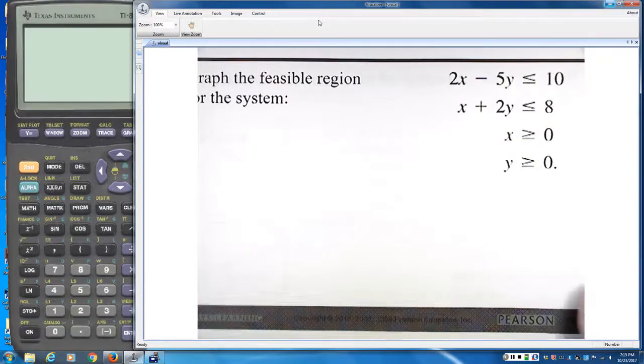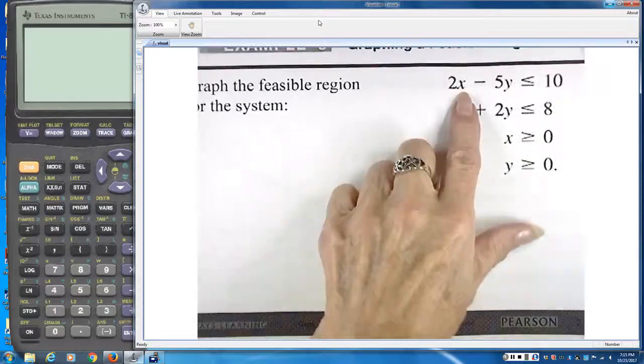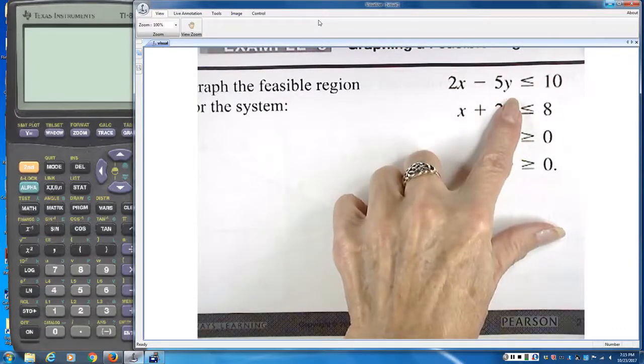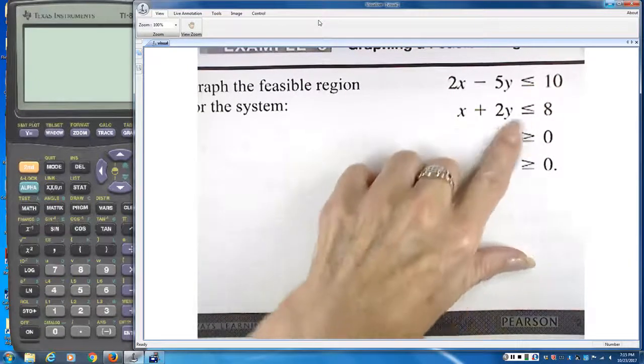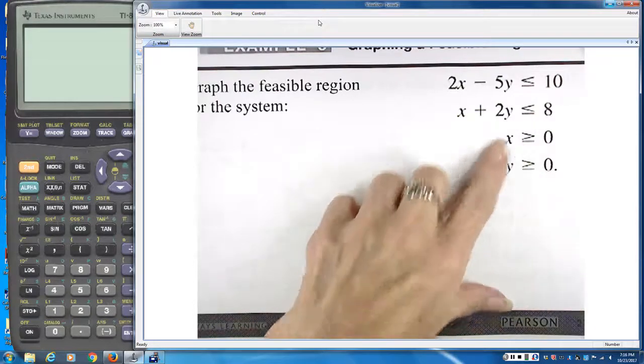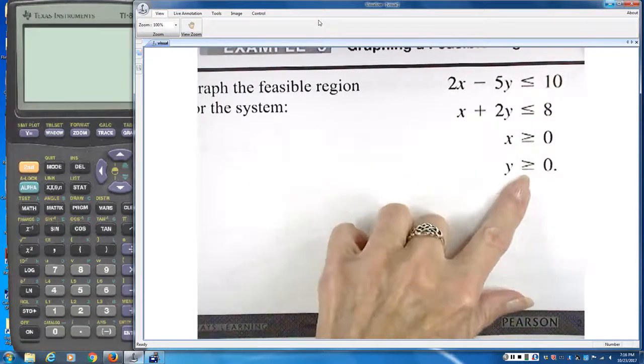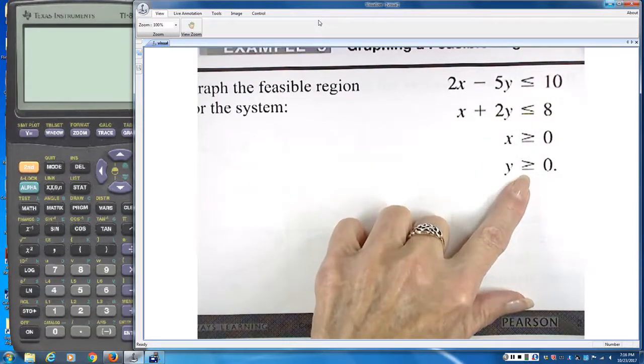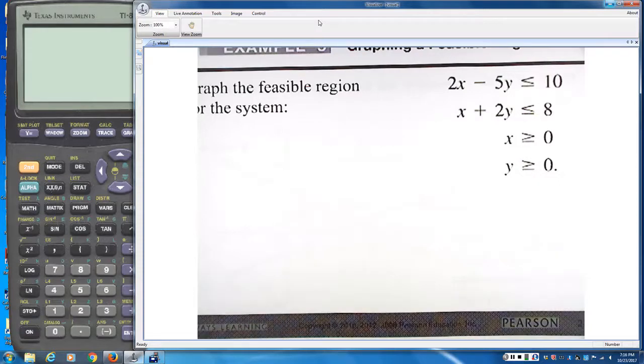Here we're going to graph the feasible region for the system 2x minus 5y is equal to or less than 10, x plus 2y is equal to or less than 8, and then x is equal to or greater than 0 and y is equal to or greater than 0. Now there's actually a really easy way to get around 2 of these restrictions.